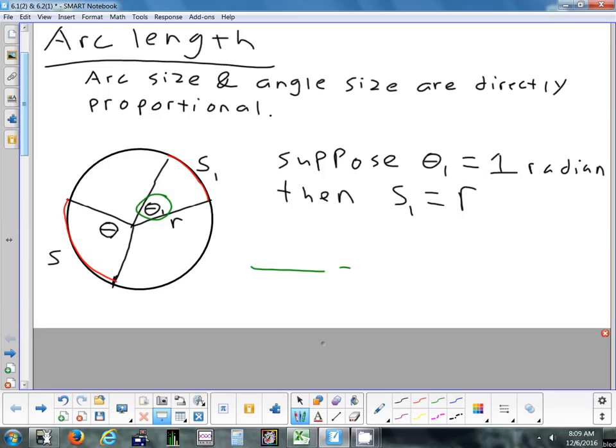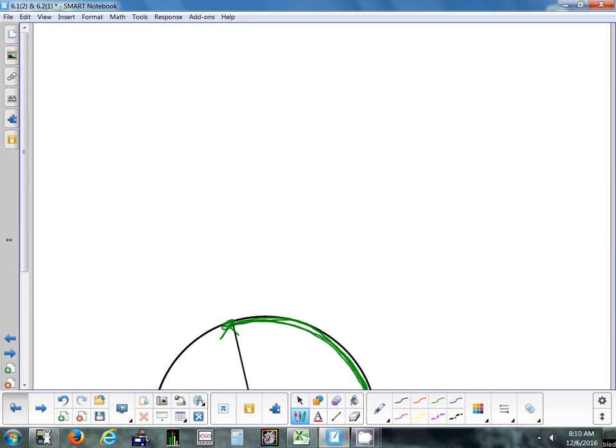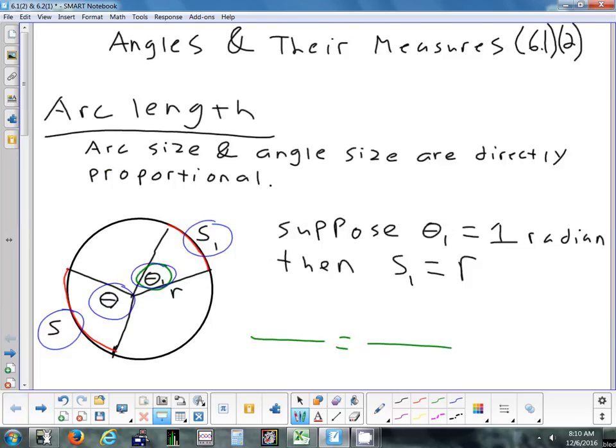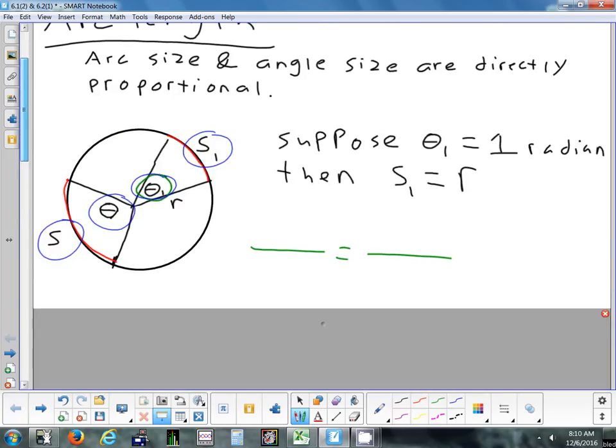All right, so set up a proportion. Can anyone give me a proportion using these 4 values: theta 1, S1, theta, and S? There are lots of ways to set up the proportion, but as long as you're consistent, like I was with inches and feet, you just have to set it up the same way on both sides. Anyone think they could set up a proportion with those 4 values I circled?